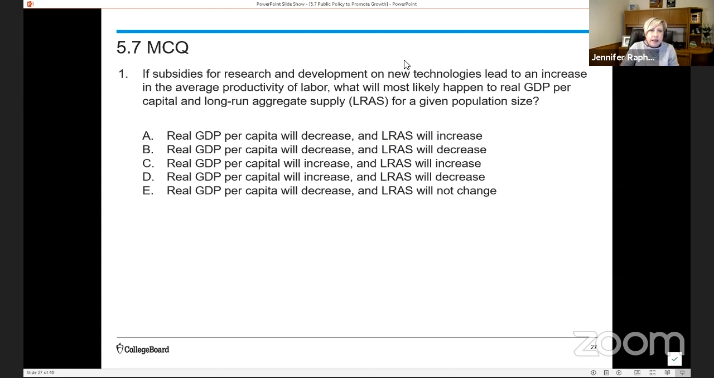Okay, so this one is slightly different. It's asking about if we engage in this policy, what is the most likely thing to happen? So this is like skill 3B.